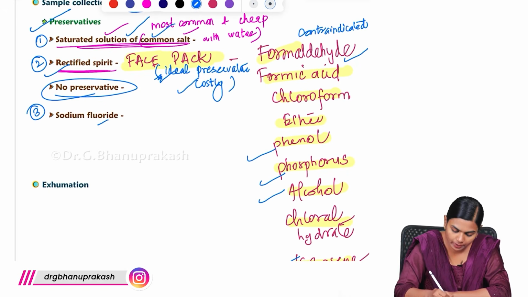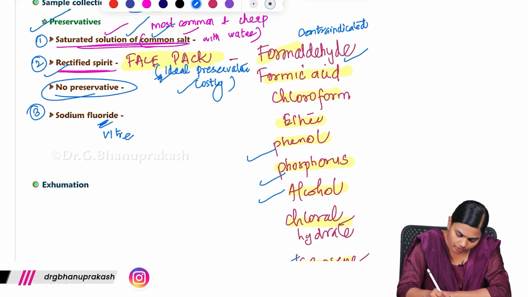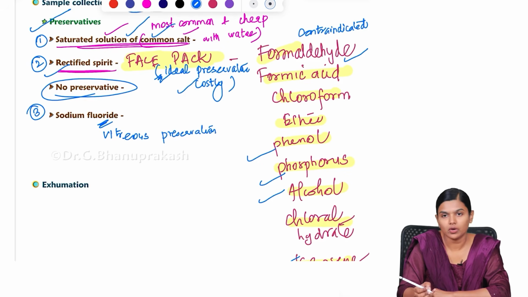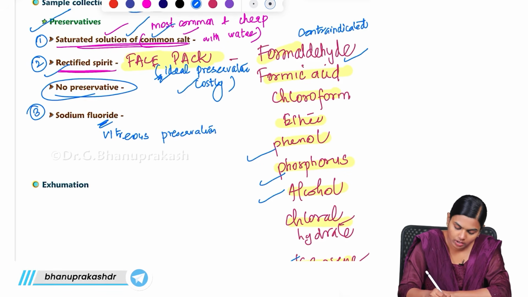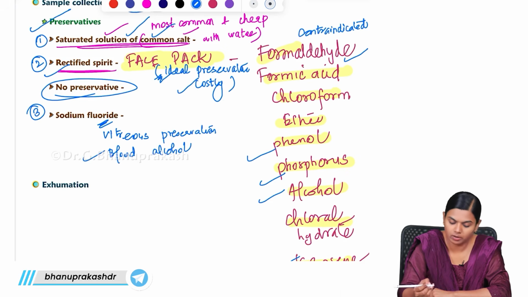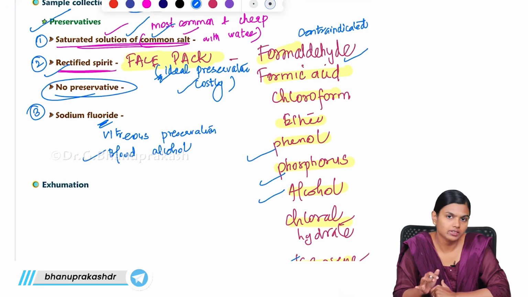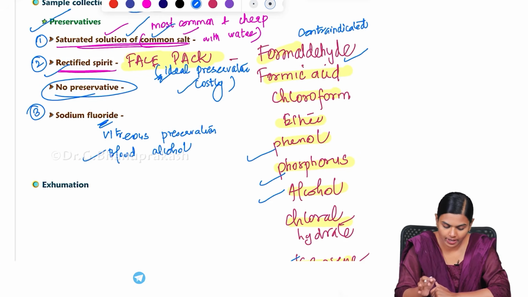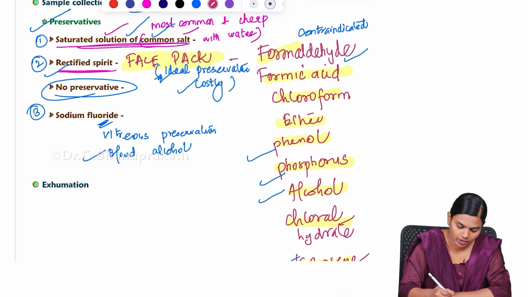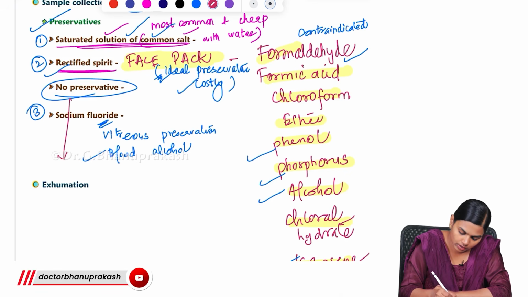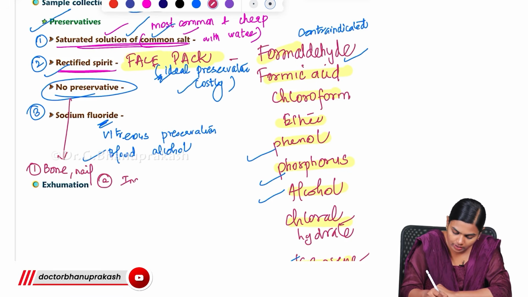And sodium fluoride is used if you want to preserve vitreous. So for vitreous preservation, you can use sodium fluoride, and if you want to do blood alcohol estimation, you will preserve the sample in sodium fluoride. And no preservative is required if you are using bone or nail for analysis, or if there is instant analysis.